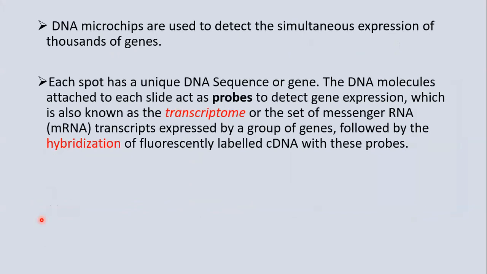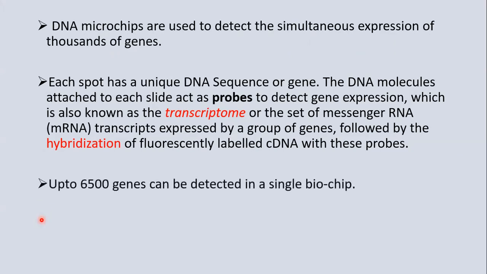Every spot has a unique DNA sequence or gene location in a computer database. The DNA molecules attached to each slide act as a probe to detect gene expression, which is also known as the transcriptome, or the set of messenger RNA transcripts expressed by a group of genes, followed by hybridization of fluorescently labeled complementary DNA with these probes. Up to 6,500 genes can be detected in a single biochip or DNA chip.